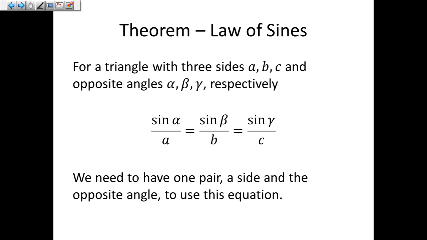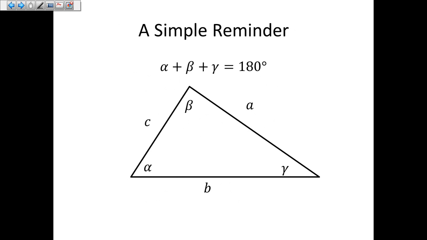Now, in order to use the law of sines, we need to have what I refer to as a pair. We need to have an angle and its opposite side before we can use this equation. We have to have at least one pair to use this theorem. Okay, and before we get started with our examples, just a real simple reminder that our 3 angles in a triangle have to add up to 180 degrees. Pretty basic stuff.